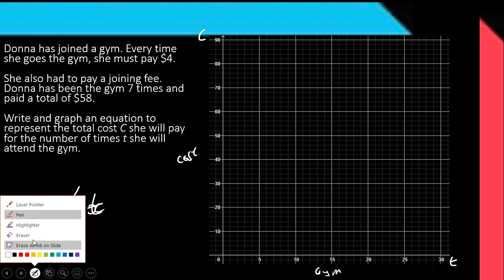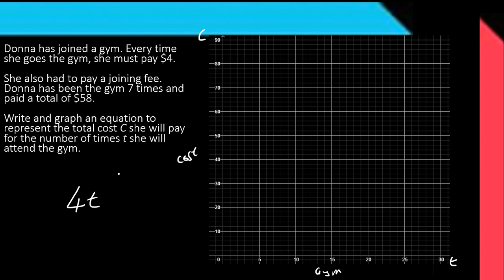Then, let me just erase that. Then it says she has a joining fee, but I don't know what the joining fee is. I have no idea. So I'm going to say just plus b. So I know the cost is going to equal 4t plus b. I don't know what the joining fee is. However, it has told me one of her situations. It's told me when t is 7, so when she goes to the gym 7 times, it cost her 58 dirham, which is going to be my C.